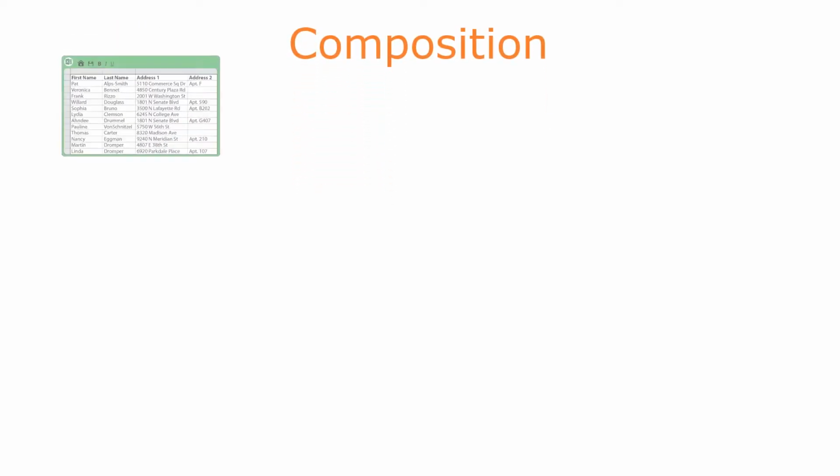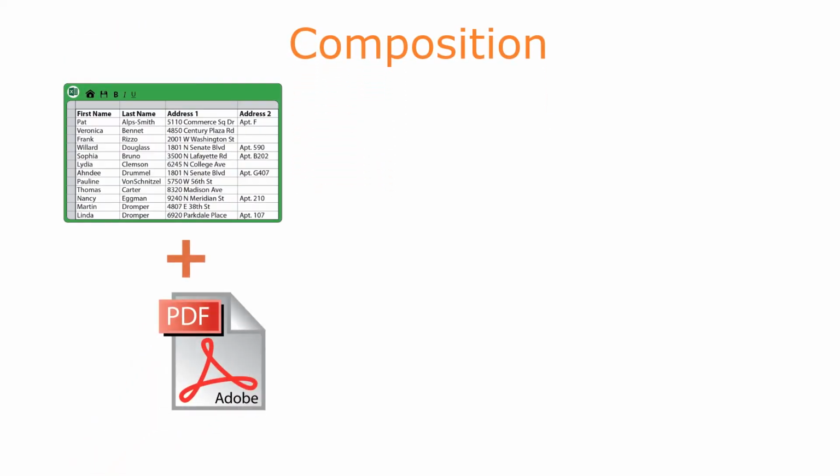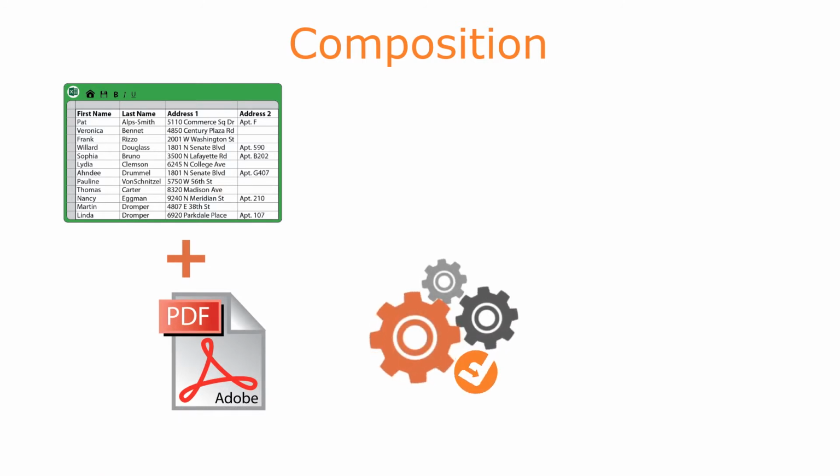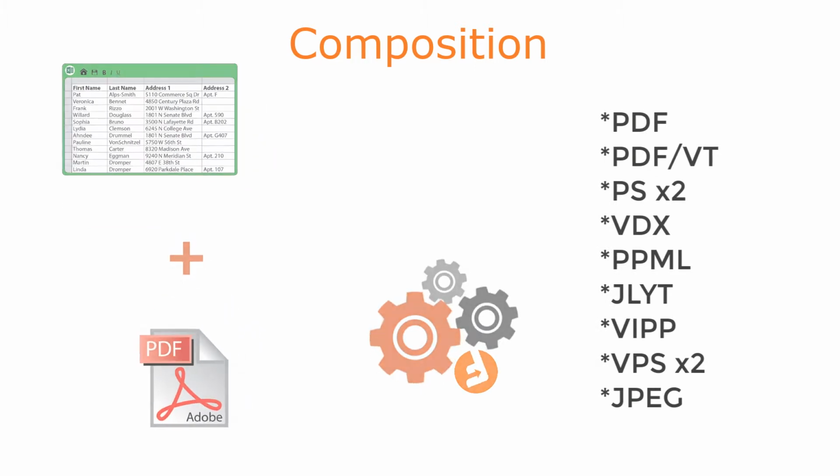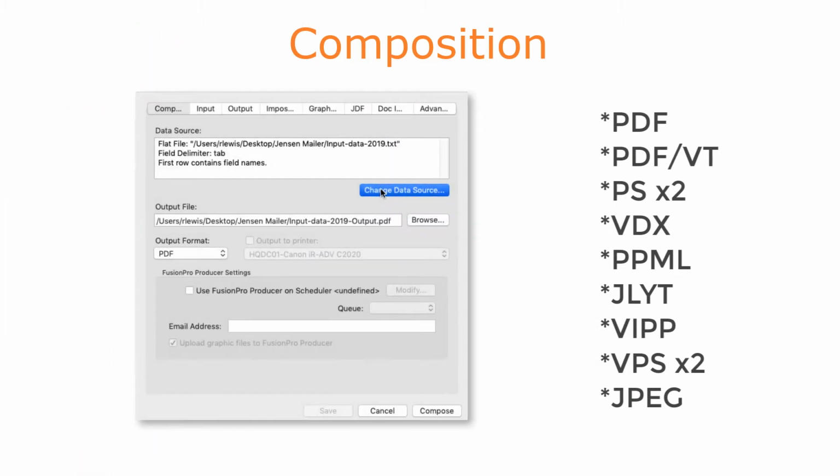This video reviews the composition step, which processes the data within the layout of the Fusion Pro template to generate an output for print. To support the many types of printing devices in the most efficient way, Fusion Pro can compose 10 different VDP output formats and can also generate individual JPEGs.